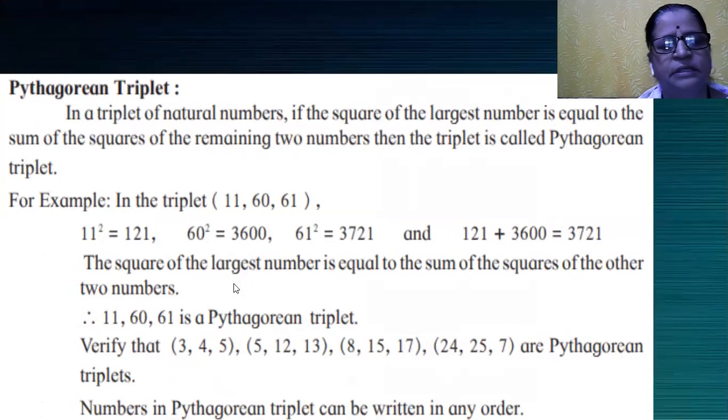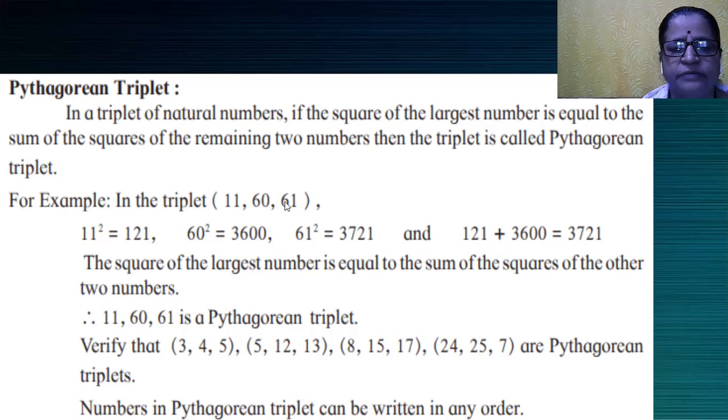And next, Pythagoras triplets. In a triplet of natural numbers, if the square of the largest number is equal to the sum of the squares of the remaining two numbers, then the triplet is called a Pythagoras triplet. In this example, we are going to study 11, 60 and 61. 61 square is equal to 60 square plus 11 square. If the sum of these two is equal to 61 square, then it is called a Pythagoras triplet.